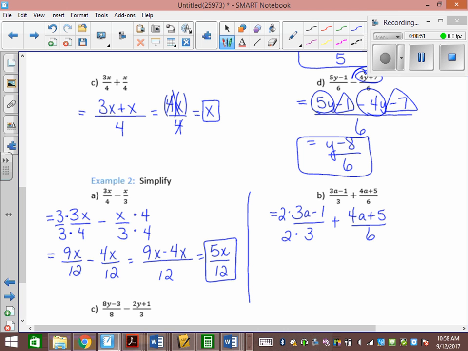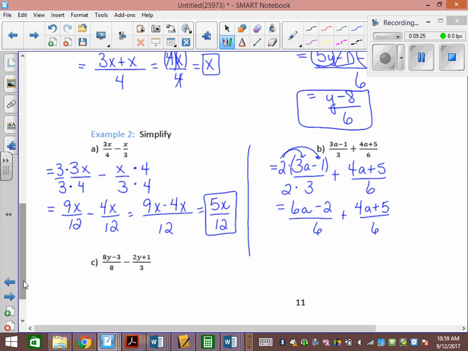What do I have to remember to do with that 2 in front of the 3a minus 1? Times what, though? The whole thing. So some people will just put the 2 to the 3a. That's not right. You're multiplying this whole numerator. You're multiplying the whole 3a minus 1. So you're going to go 2 times 3a, which is 6a, and then 2 times negative 1, which is negative 2, all over 6, plus 4a plus 5, all over 6. And now that we have a 6 in the denominator, we can put them together. It's just like above, right?